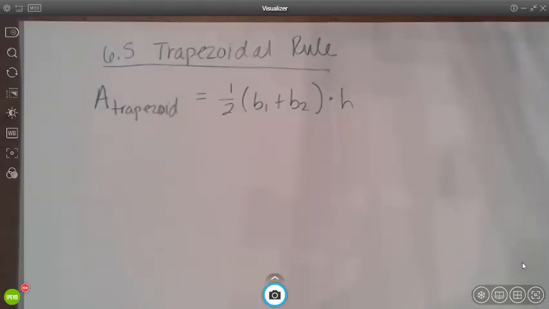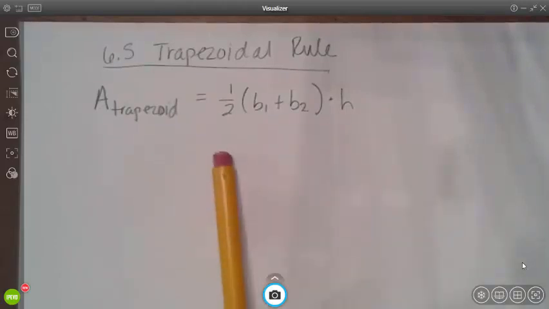All right, so the trapezoidal rule is just like what you did with rectangles, but now we're going to use trapezoids to estimate area under a curve. Okay, so you really just need to know the area of a trapezoid. If you don't know it, here it is for you: 1/2 times base 1 plus base 2 times the height.